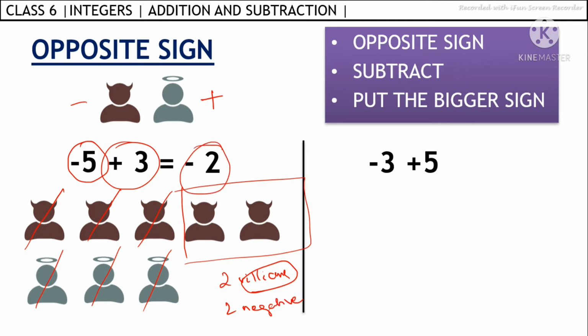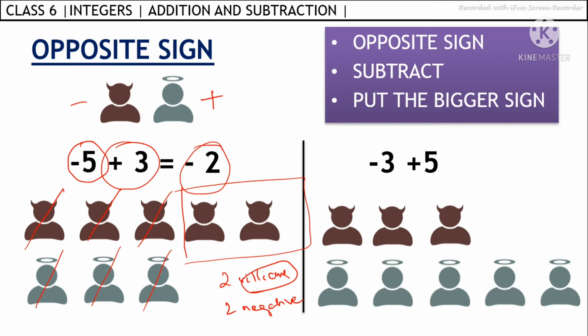Now let's see the next one. Minus 3 means 3 villains, plus 5, 5 heroes. You can see here 3 villains and 5 heroes. So 3 villains fight with 3 heroes. That means from 5 heroes, 3 heroes are gone for the fight. So remaining is 2 heroes. As you can see here, 2 heroes are left out.